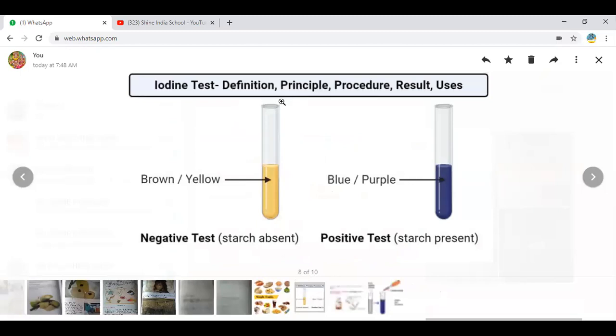Iodine test. Definition, principle, procedure, result, uses. You can see the negative test.